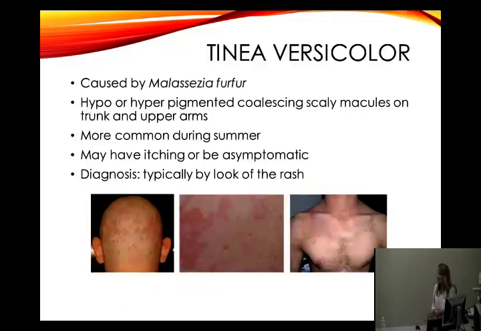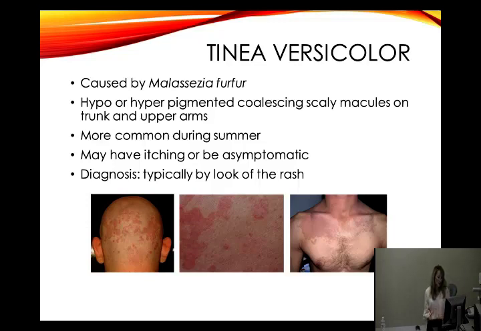So tinea versicolor is a type of fungal infection that typically develops on the torso or the upper arms. It is caused by a specific fungus there. It is more common during the summer months, and usually because people are outside, the rest of their skin's getting a deeper color to it, and the fungal infection now stands out more. It can be itchy, but most of the time is not itchy at all.